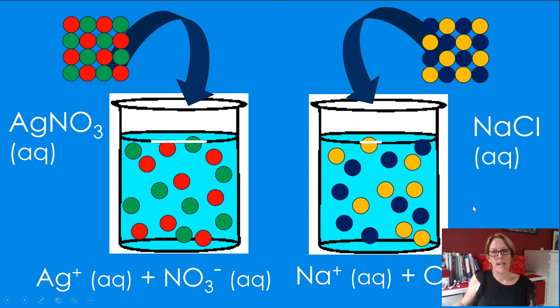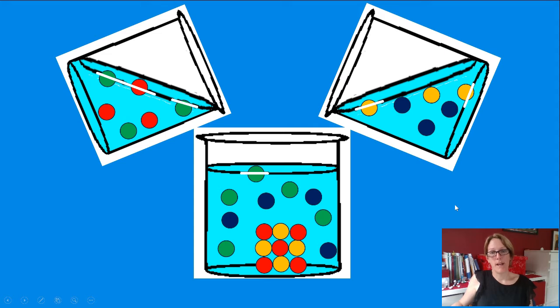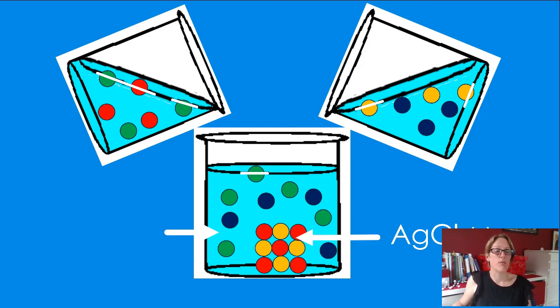So how does this relate to precipitation? Well, if I take these two solutions and now pour them into the same beaker, that is when precipitation happens. And it happens because silver chloride is an insoluble solid. So when the silver ions, the red ions here, come into contact with the chloride ions, which are represented by the orange ions over here, then they will stick together because their ionic bonding is too strong for the water molecules to push them apart.